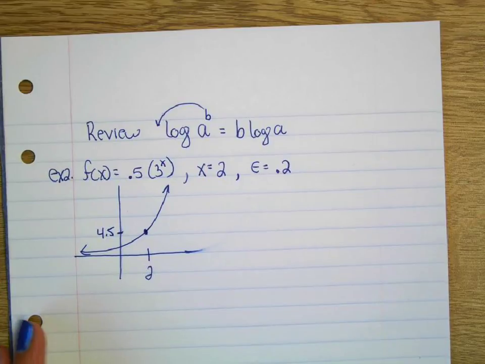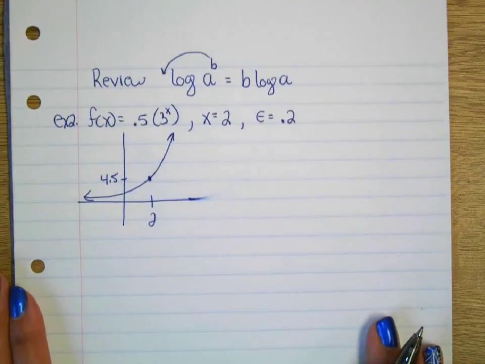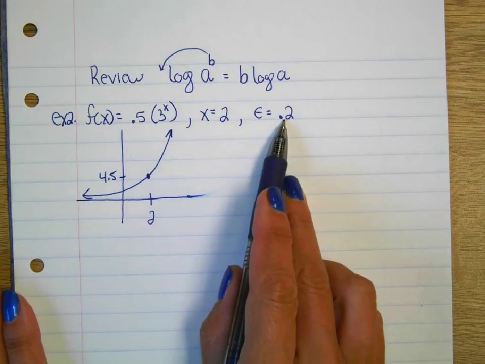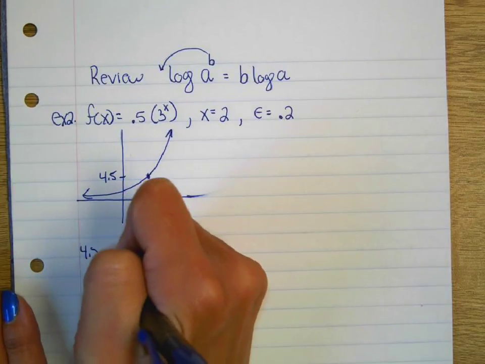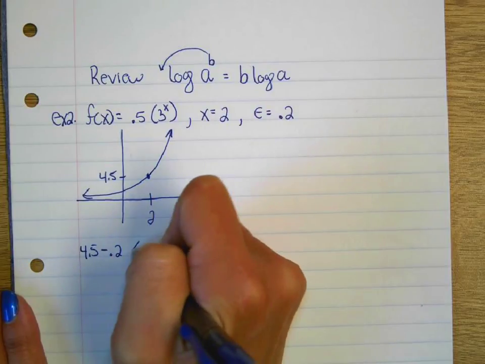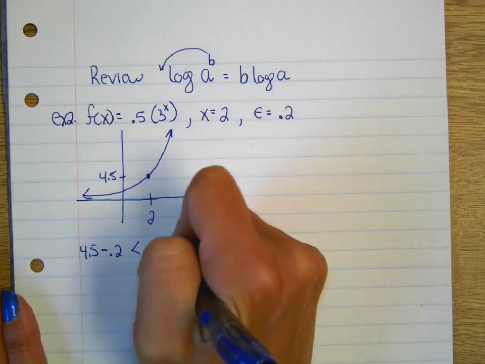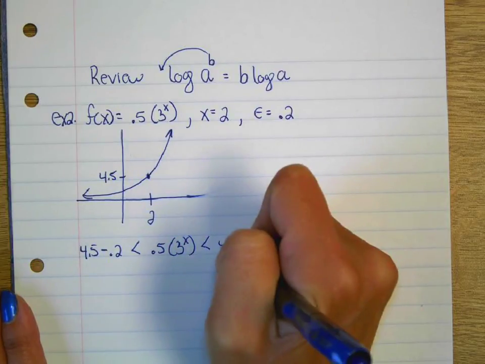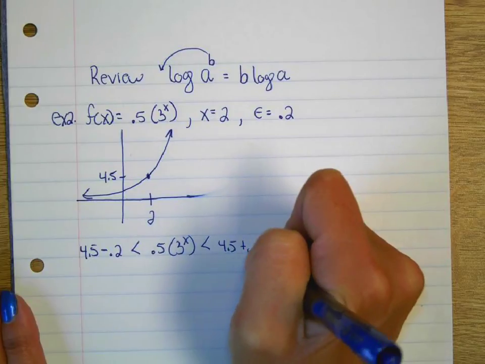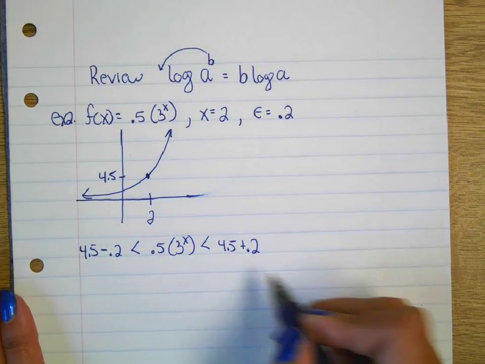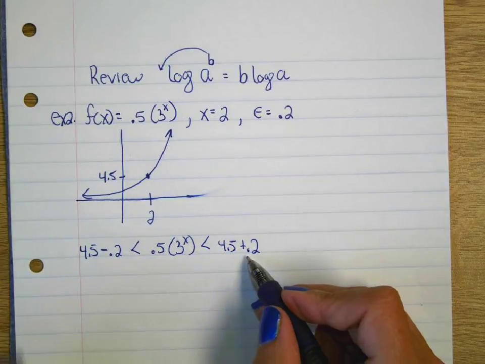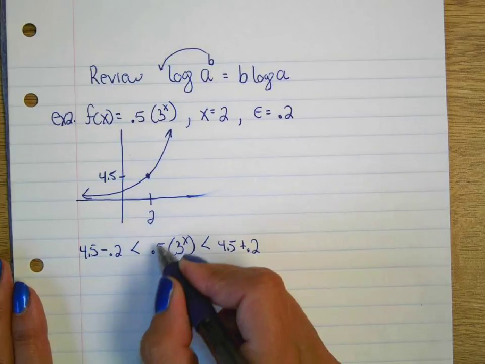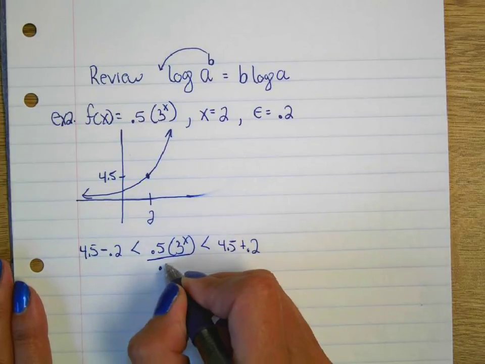Okay, so now we're ready for the triple inequality to calculate the delta algebraically. So it's the limit plus and minus the epsilon. So 4.5 minus the 0.2, the function goes in the middle, 1/2 times 3 raised to the x, and then that limit of 4.5 plus the epsilon. I like to take the time to write that out that way, and then it sinks in my brain a little bit better. Okay, first step is going to be to get rid of this 0.5, so we're going to divide by 0.5.